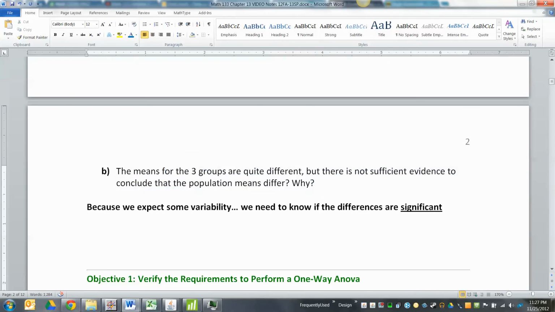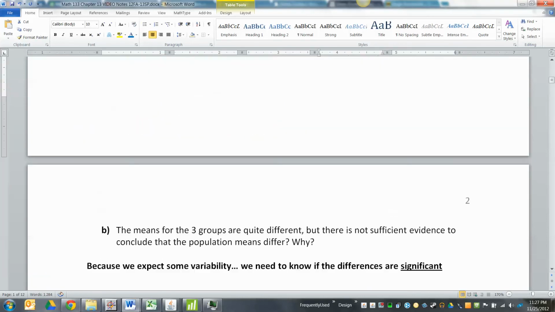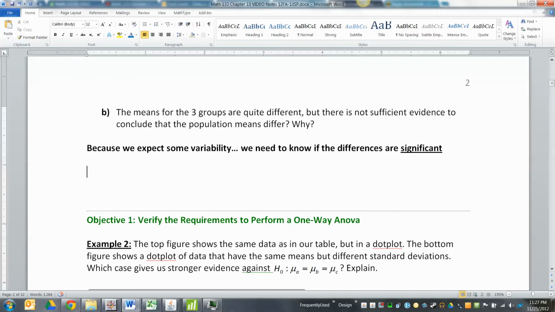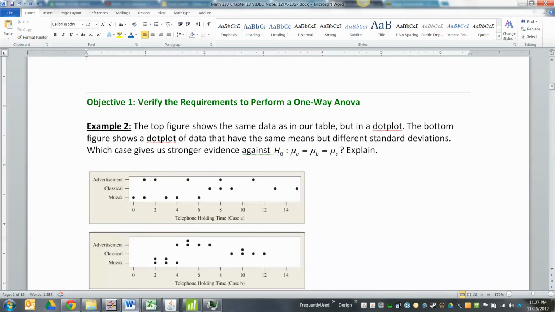Well, we expect some variability. So, yeah, they're different from each other, but how can we tell if this is a really significant difference? We need to know if those differences are significant, if it's really something going on, or if this was just an accident. So before we can do that, we need to verify the requirements to perform a one-way ANOVA, and also I need to teach you about some of the things you're looking for when you look at an ANOVA test.